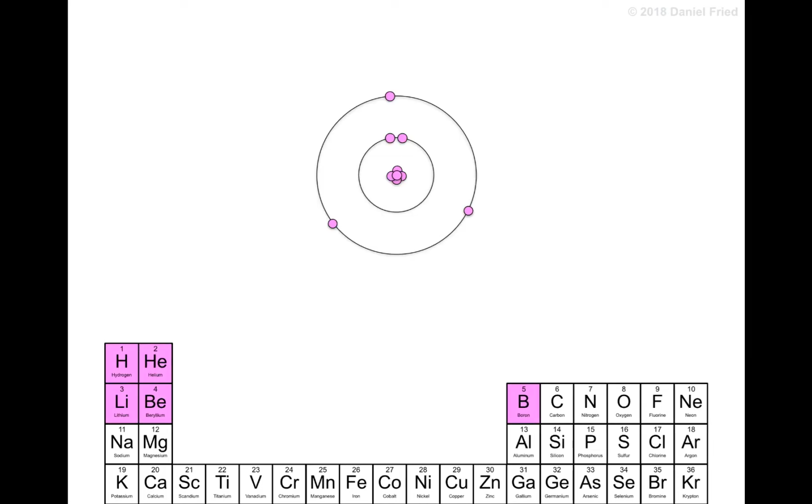We're going to skip ahead to boron. We're not going to do helium because helium can't make bonds. And we're going to skip lithium and beryllium for now because these actually form more ionic compounds, which comes in a much later lesson.